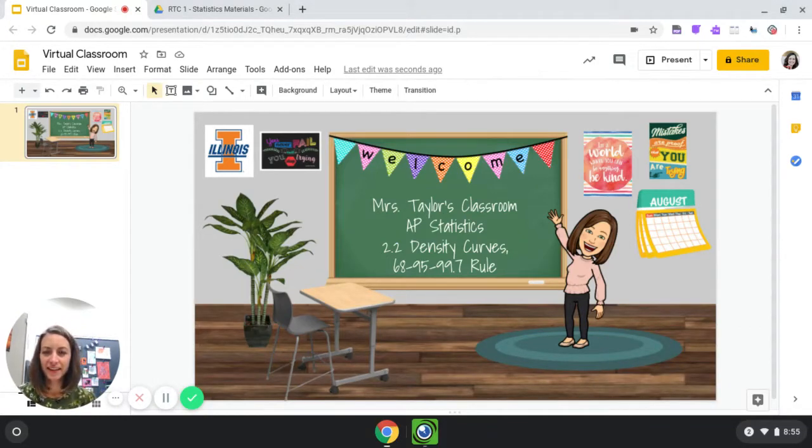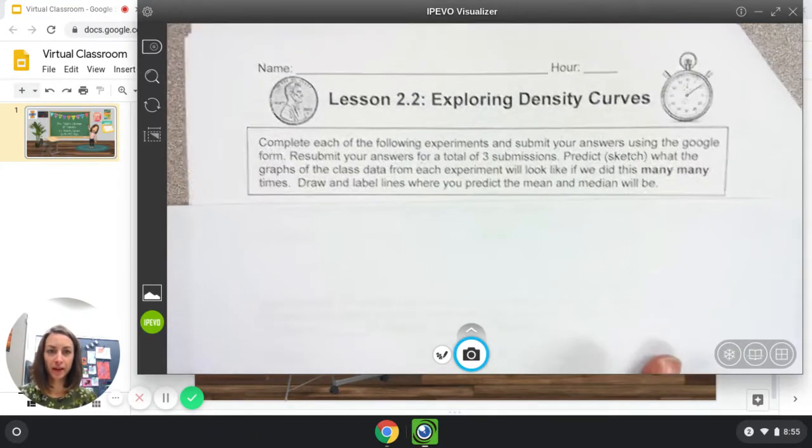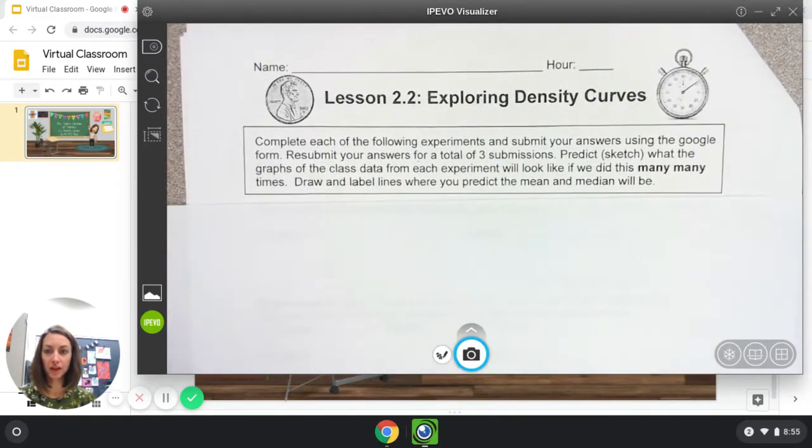Hello. In this video, we're going to be talking about density curves and a specific rule that we can apply to normal curves. So you did some experiments at home with tossing a penny, you tried to stop your timer, and you also rolled a die. Hopefully you had a chance to try those experiments so you have an idea of what happened.